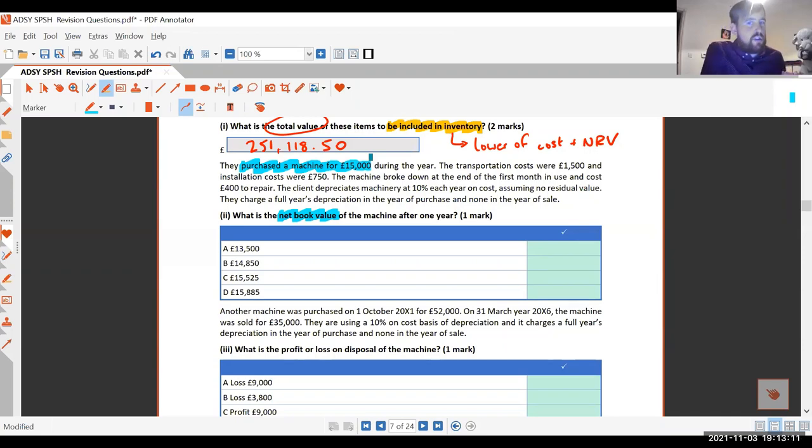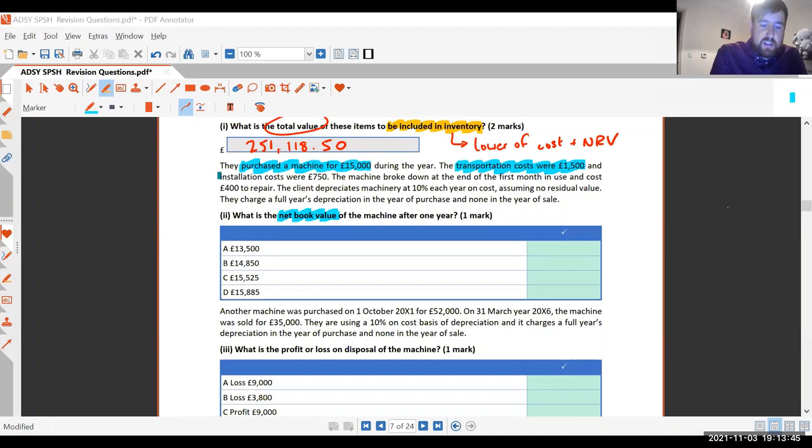Are we happy that that should be in there? If we remember that discussion we just had, we need to get it to our present location into a working state. So absolutely, transportation costs are going to come into play. Plenty of you agreeing with me in the chat box as well. Always nice to see. Yes, absolutely. If we don't pay that £1,500, we don't get it to our own business and we don't get it up and running. So it's not going to do anything for us, and therefore we should capitalize that cost.